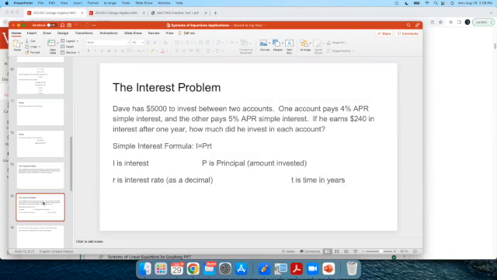First thing we got to know is the interest formula. You're just going to have to memorize this. It's really easy. Interest is just your principal times your rate times your time for simple interest. Principal is the amount you invested. Your rate is your interest rate, like 4%. That's a rate, but you got to write it as a decimal. And time is just time in years. In this case, it's only 1 year, so time is 1.